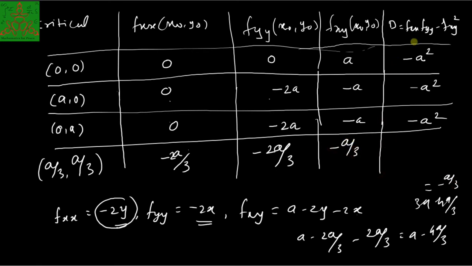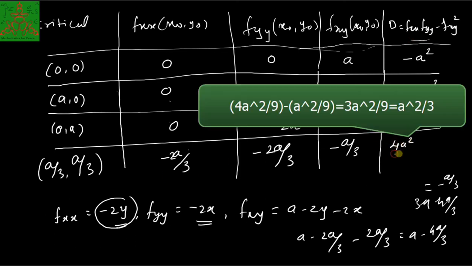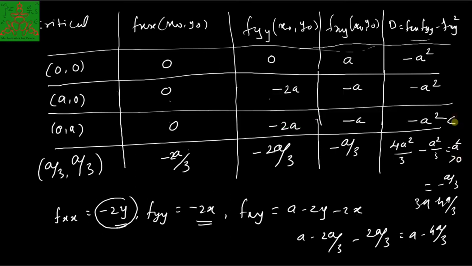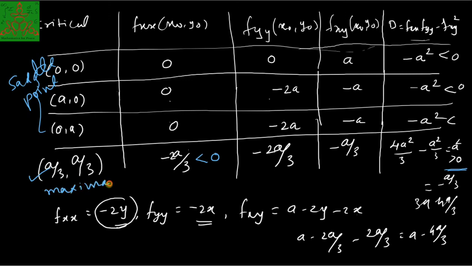And if you just do this, finding the D, that will be 4 a square by 9 minus a square by 3, so finally we will have a square by 3, which is always positive. These three values are negative. Since these three values are negative, we can say that these 3 points are the saddle points. At this point, we have fxx negative and D positive, so that means this function has maximum value at this point. So I can say this point is the maxima of the function.